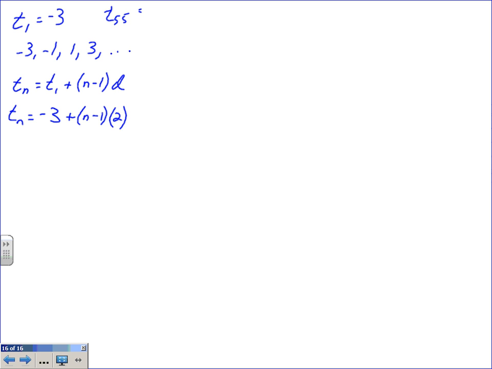Hold on, I'm looking for an explicit formula. Okay. First I'm going to find the formula and then I want to find the 55th term. Okay? So let's find the explicit formula first. Tn is equal to negative 3 plus n minus 1 times 2. I'm going to distribute the 2. So the explicit formula then is 2n minus 5, negative 3 minus 2. That is an explicit formula.